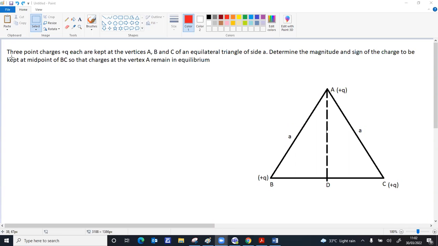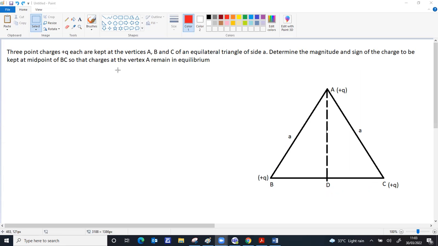In this question, 3-point charges plus Q each are kept at the vertices A, B, and C of an equilateral triangle of side A. So A, B, C, equal charges plus Q. Side of the triangle is A, all the three sides. Determine the magnitude and sign of the charge to be kept at midpoint of BC.